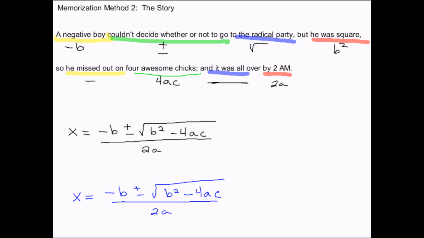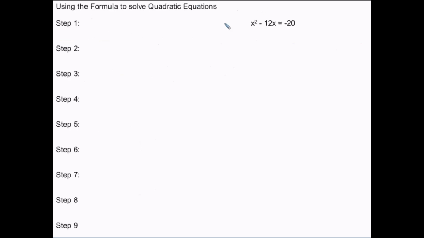So once you've used either of these methods or any method that you know of to memorize the formula, once you know the formula, then we can start to use the formula. So we're going to solve this equation using the formula, and the first step is always going to be to set it equal to 0. So if you look, we have x squared minus 12x equals negative 20. I need this to be equal to 0, so I'm going to add 20 to both sides. And that's going to give me x squared minus 12x plus 20 is equal to 0. Now it's in the correct format.